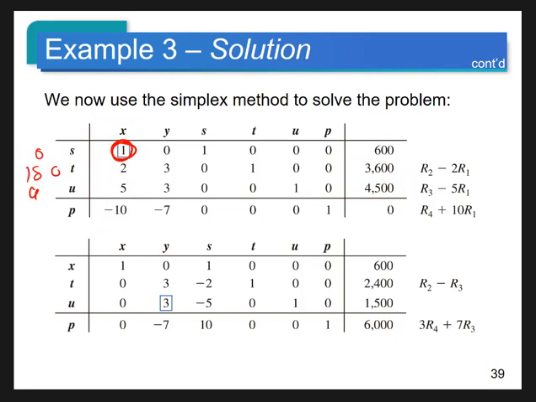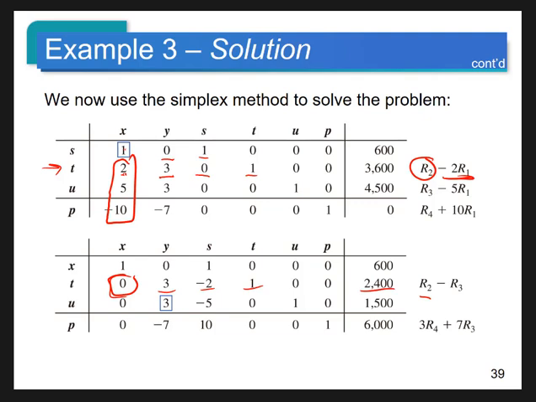So that means we're going to use row 1 to get rid of these other values in that first column. For the second row, I would have to subtract the 1 twice to make that a 0. So we did row 2 minus 2 times row 1. That's going to give me 0 here, and then I have to do the same with all the other entries. 3 minus 2 times 0 is still 3. 0 minus 2 times 1 is negative 2. 1 minus 2 times 0 is still 1. 0 minus 2 times 0 is still 0. 3,600 minus 2 times 600 is going to give us 2,400.